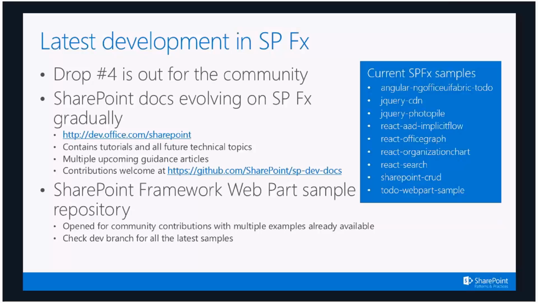The Office Graph APIs you can call with an identity and access token of what the person already has, because the JavaScript is hosted in SharePoint. If we are accessing Microsoft Graph, we need to do additional things with an Azure AD implicit flow. And we're going to walk that through, or Waldeck is going to walk that through in this call as well. React organizational chart, React search, SharePoint CRUD is there as well, and the to-do web part sample.